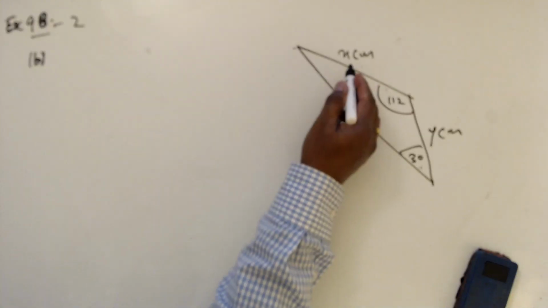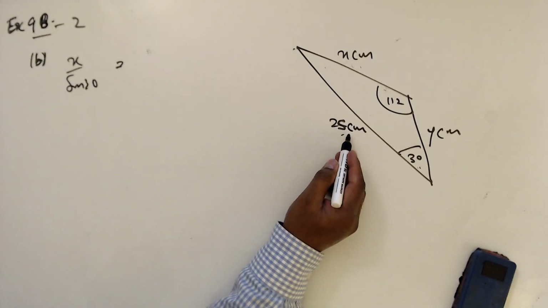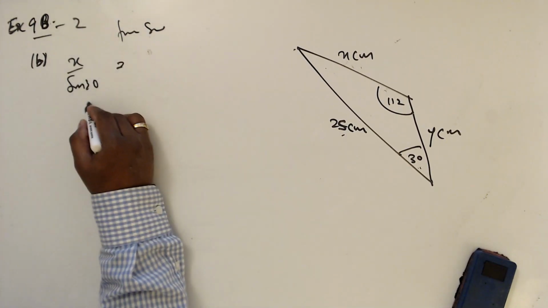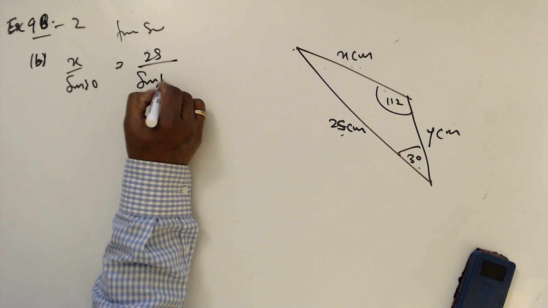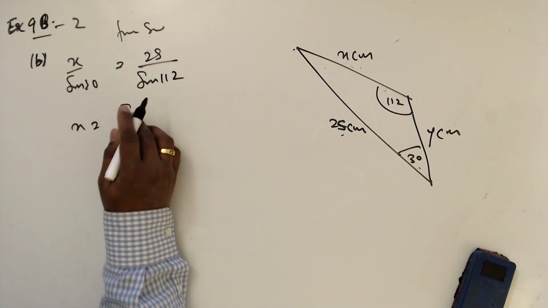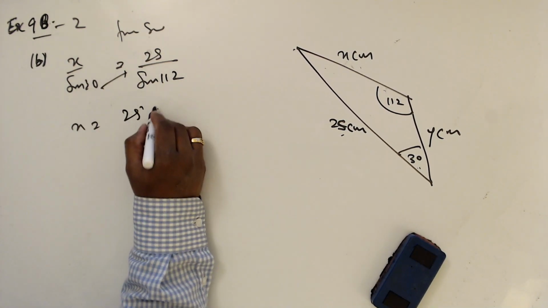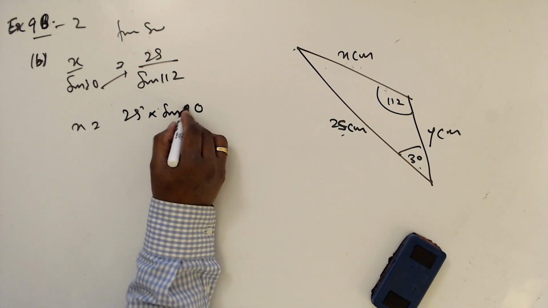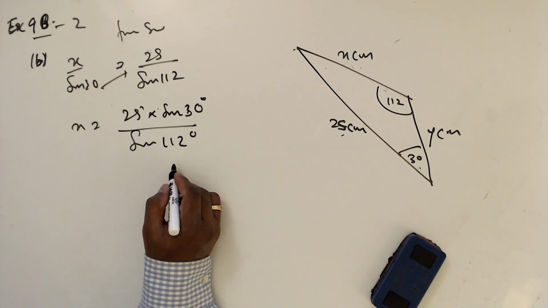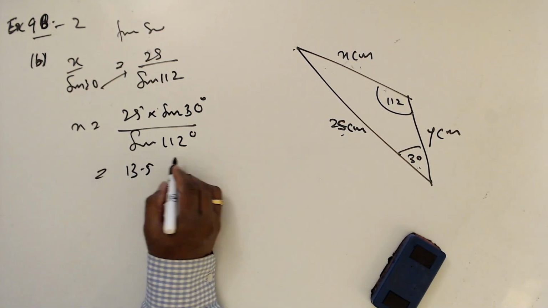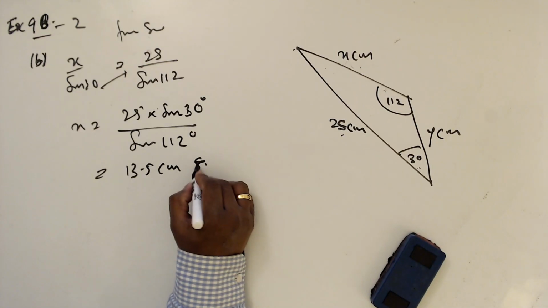So x over sine 30, from the sine rule, x over sine 30 equals 25 over sine 112. X equals, cross multiply, 25 times sine 30 over sine 112. That is 13.5 centimeters to 3 SF.